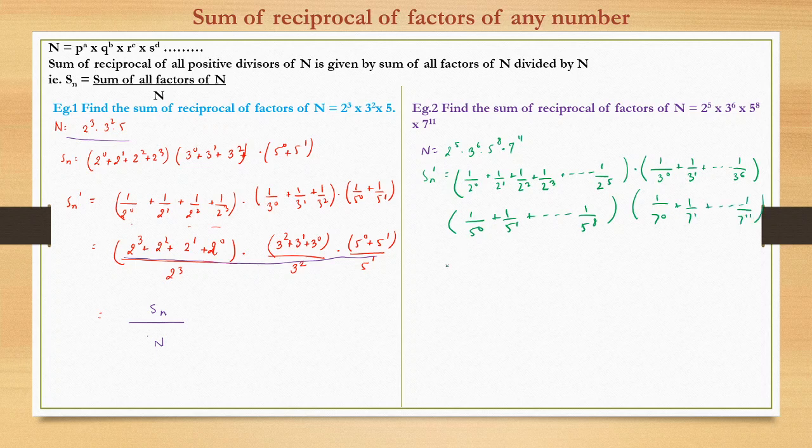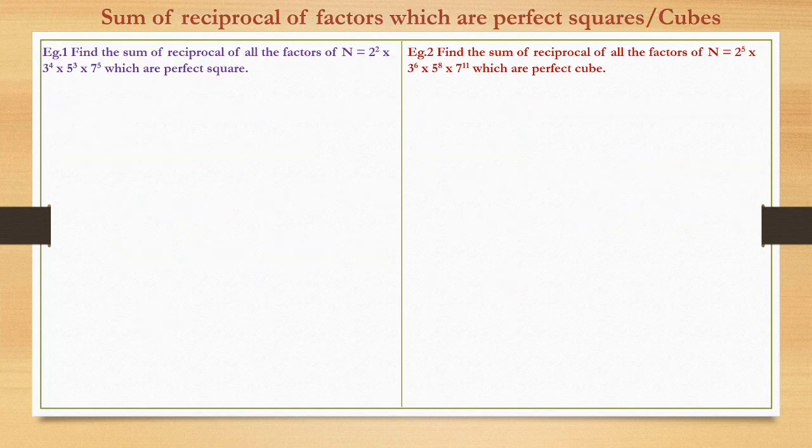So this way, again, if we take the LCM of the respective terms, each of the terms, we will get nothing but Sn upon n, where Sn is the sum of the factors of this number and n is the number itself. So I hope this was fairly simple enough.